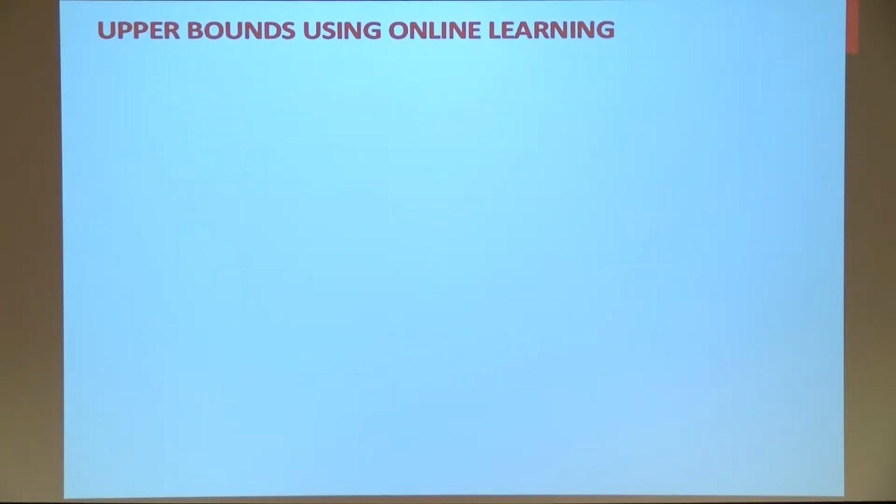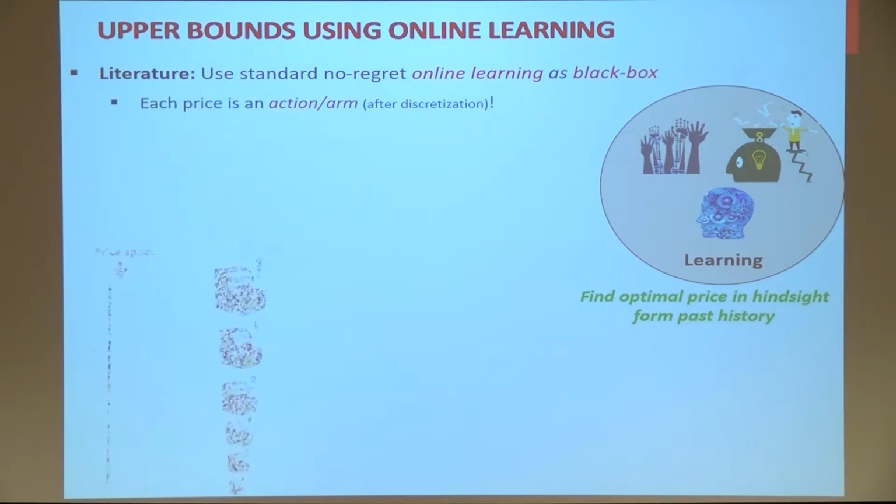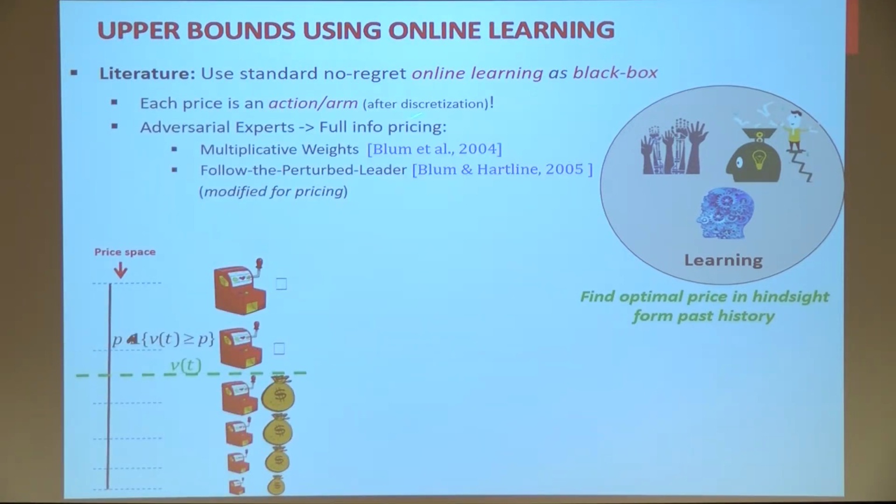Okay, so what is the general idea of getting an upper bound here? This is indeed a well-studied problem, and people have thought about it as an online learning problem. They try to use online learning algorithms in a black box fashion. This is indeed what happened in the papers Blum et al. 2004 and Blum and Hartline 2005.